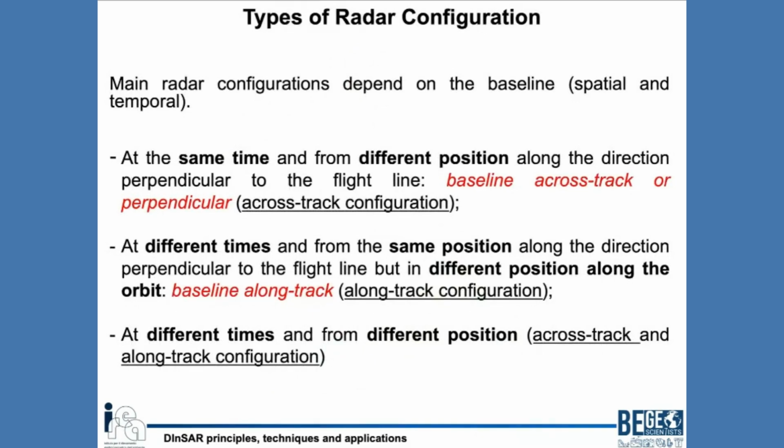By using these principles, we can have several configurations of the radar. In particular, we can have the across-track configuration, when we have two radar images acquired from different positions at the same time. After, I will show you some examples. We can have a long-track configuration, when you have two acquisitions from exactly the same position, but at two different times. And in our case, satellite synthetic aperture radar technology uses essentially a combination of both these two configurations.